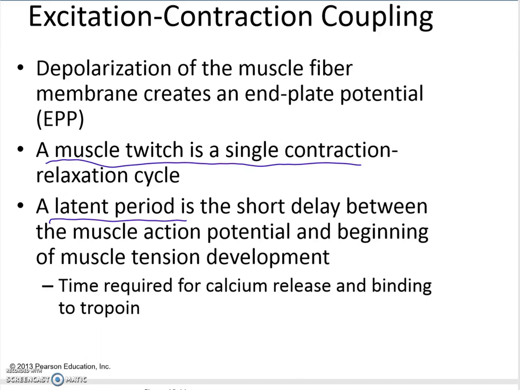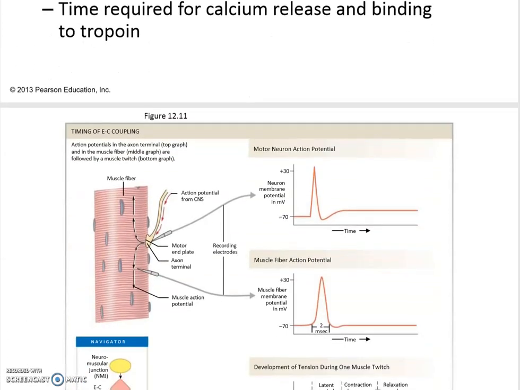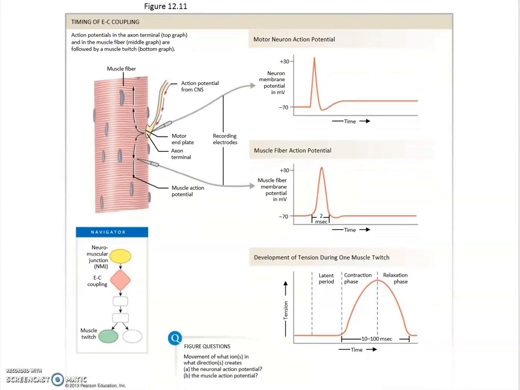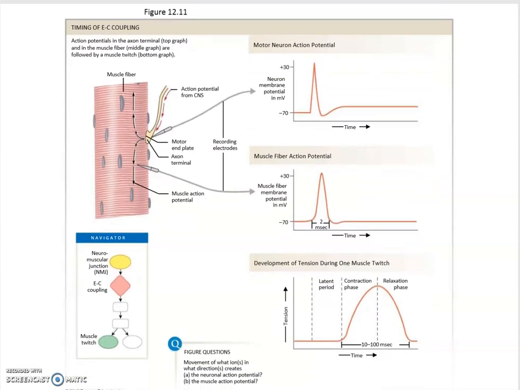And as you know now, there's a lot that needs to happen, because the DHP receptor needs to yank open the ryanodine receptor, the calcium needs to come out, it needs to bind to troponin, and troponin and tropomyosin need to move away from the actin, and then the actin and myosin can interact with one another. So for all of that to happen, you need to allow a little bit of time, and it's generally about 10 to 20 milliseconds, depending on how responsive that particular muscle is.